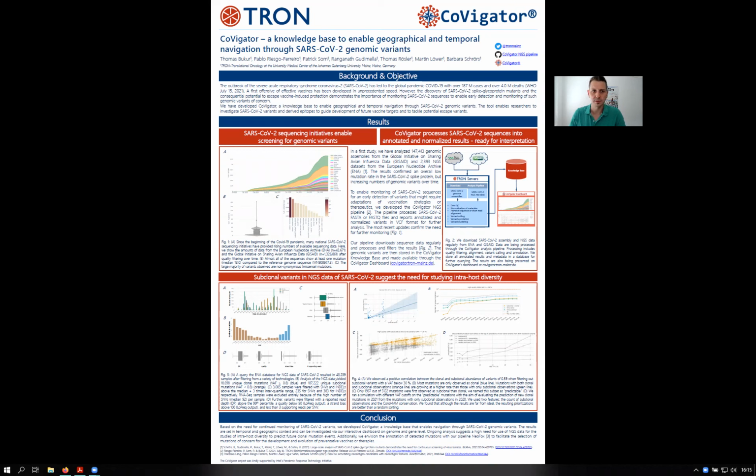I am a scientist in the computational medicine unit of Tron in Mainz, Germany. One of the focuses of our group is the analysis of cancer mutations, but we adapted some of our in-house tools to address current global challenges. So I'm excited to share the results for our most recent development, CoVigator, which is a knowledge base to enable geographical and temporal navigation through SARS-CoV-2 genomic variants.